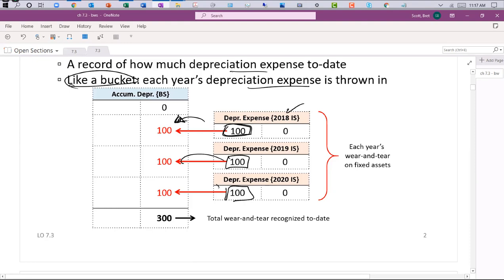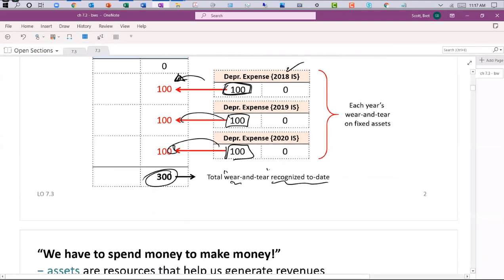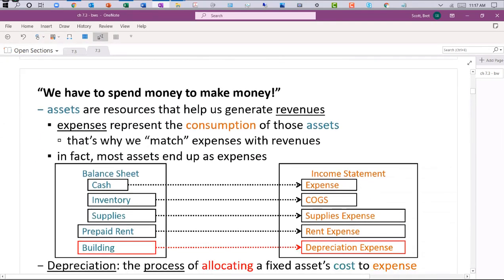These just keep going into the accumulated depreciation account to keep track of a historical record of how much depreciation we've taken to date, which essentially means how much wear and tear, theoretical wear and tear, we have recognized to date. So that's interesting to be able to see that in a separate account, the theoretical amount of wear and tear on the property, plant, and equipment.